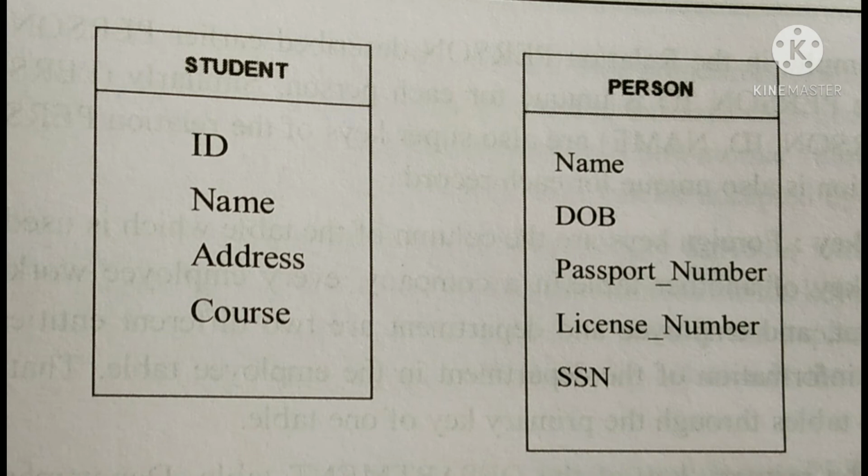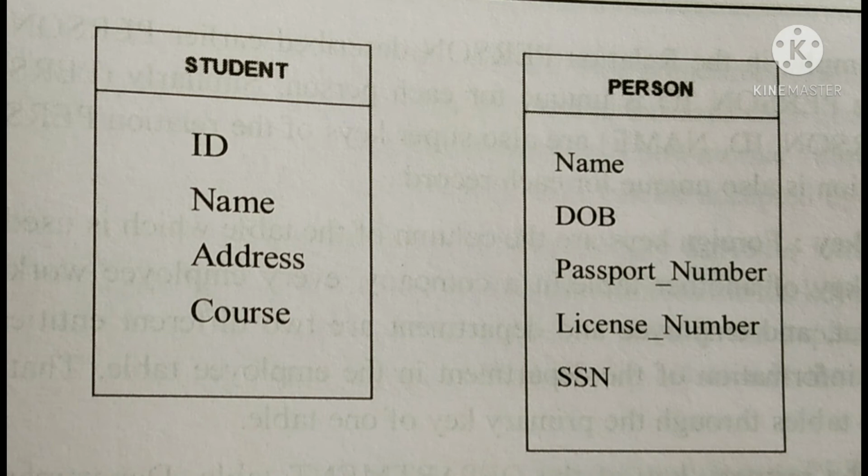Keys play an important role in the relational database. They are used to uniquely identify any record or row of data from the table. They are also used to establish and identify relationships between tables.